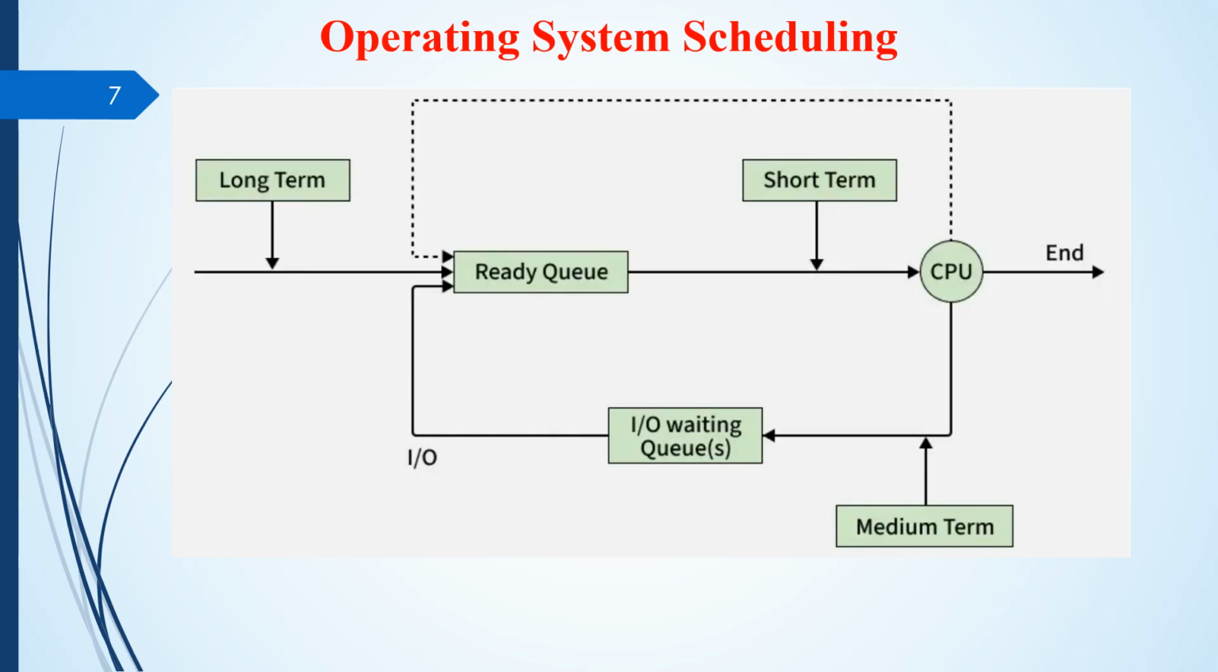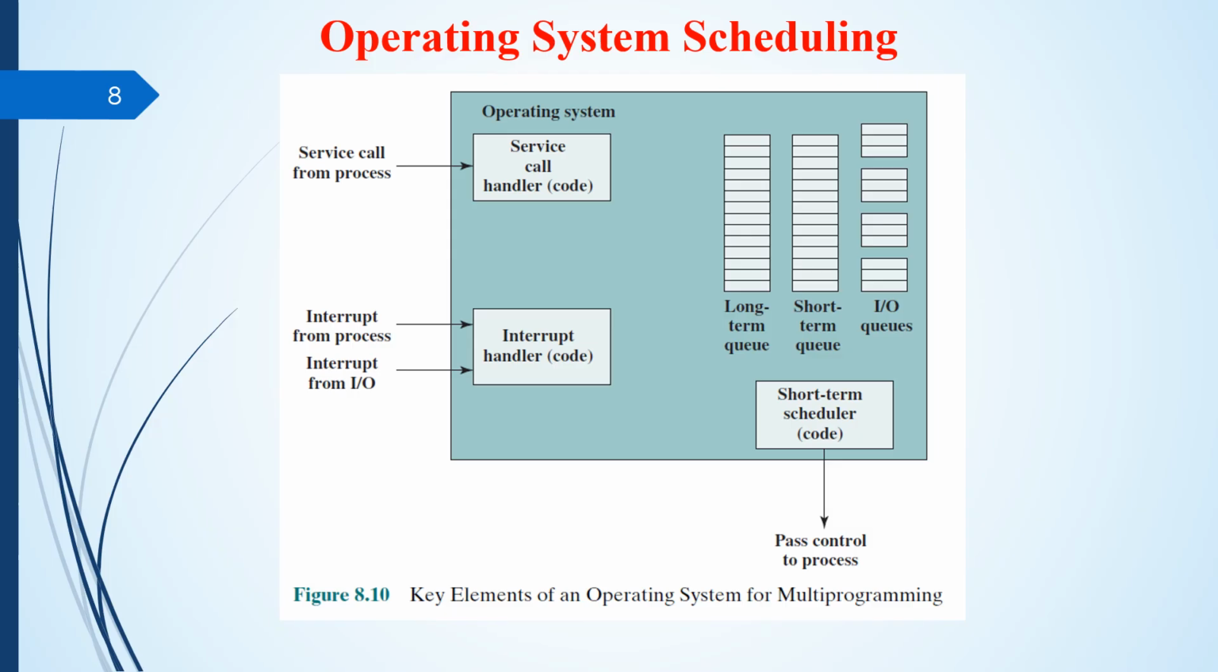Long-term scheduling decides which processes are admitted into the system from the job pool. It controls the degree of multiprogramming. Medium-term scheduling temporarily suspends or resumes processes to balance CPU and input and output loads. Short-term scheduling, also known as the dispatcher, decides which process in memory will use the CPU next. It happens very frequently and focuses on keeping the system responsive.